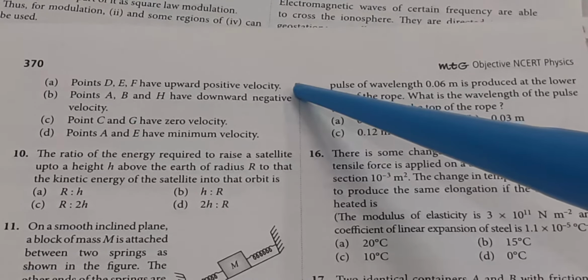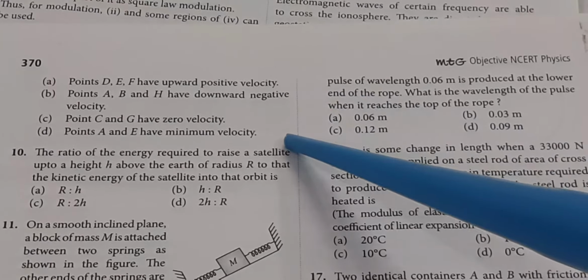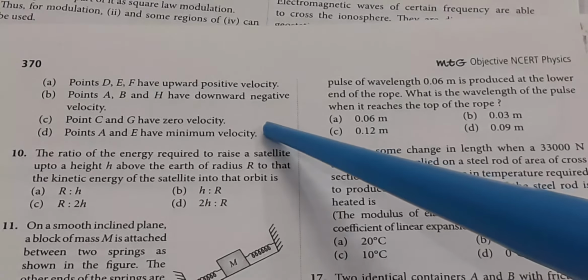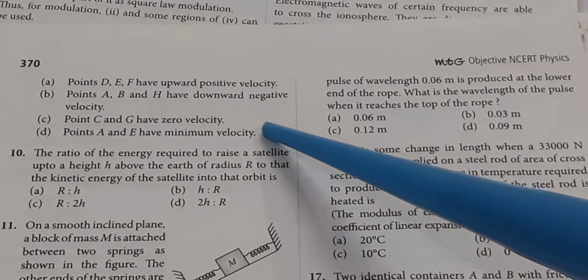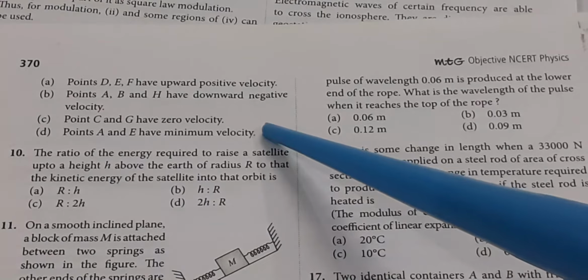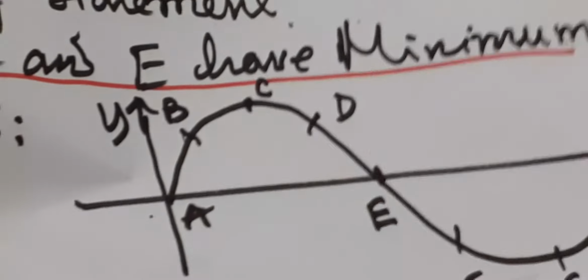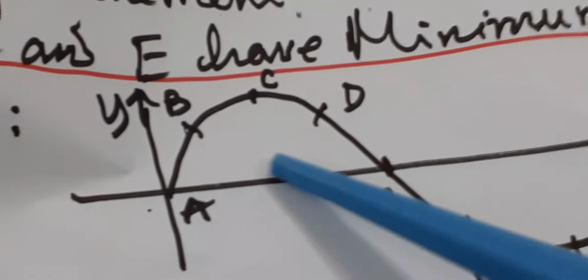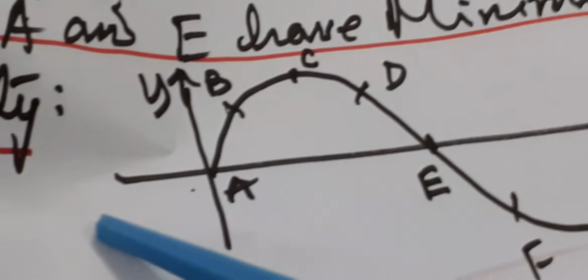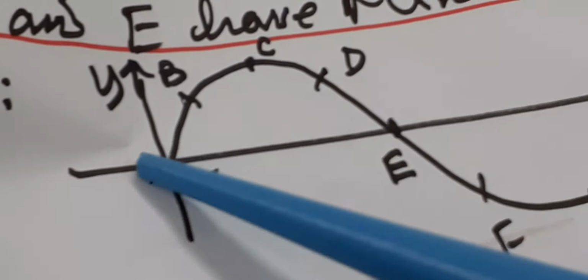A, B and H have downward negative velocity. A, B and H. Yes, that is also correct. You can see A here. As the wave travels, a trough will come, so A will come down. B will come down because this portion, the entire particle, will come down.